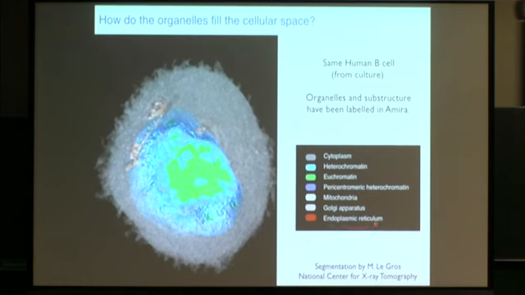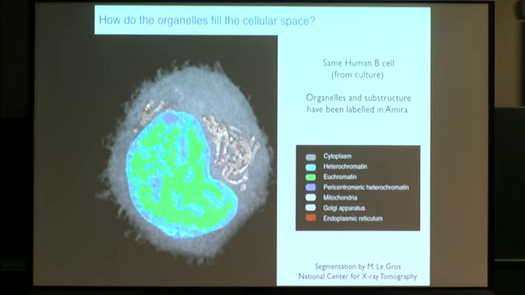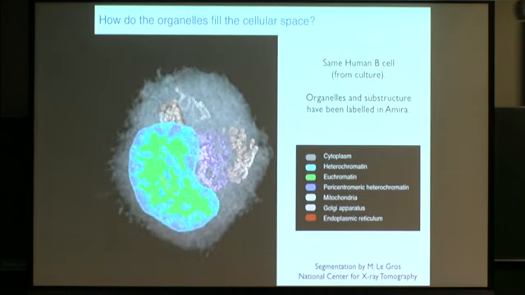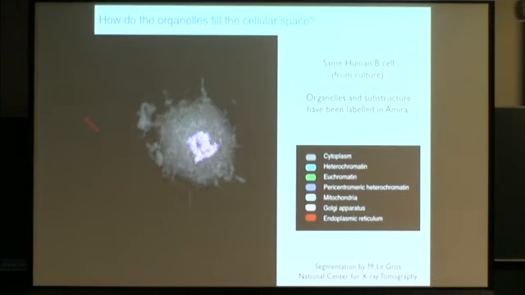And we won't show the ER in the first one, but we'll show the others. So here's the nucleus. This is mitochondria. In the nucleus, you can see euchromatin and heterochromatin. This is the Golgi apparatus. And now we're going to come back through the cell, adding in the ER.